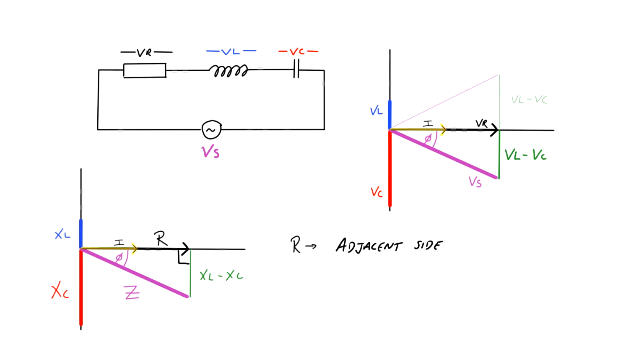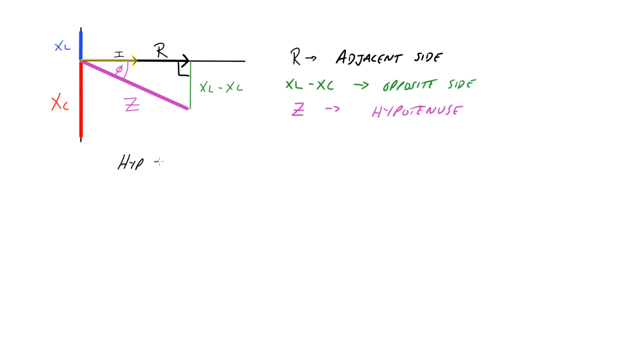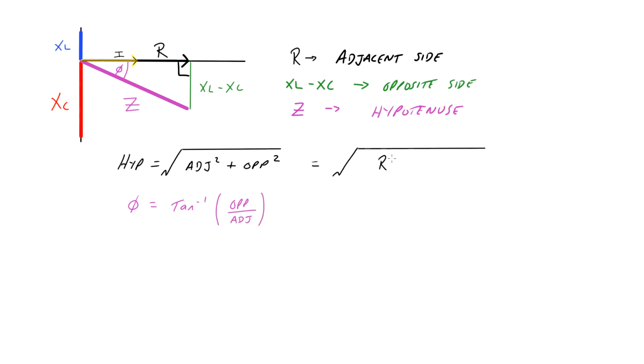So the resistor is the adjacent side of the right angle triangle, XL minus XC is the opposite side, and the hypotenuse is the impedance Z. So to find the impedance, the hypotenuse is the square root of the adjacent squared plus the opposite side squared, and the phase angle is tan to the minus 1 of opposite over adjacent. So the impedance is the square root of R squared plus the difference in the reactances squared, and the phase difference is tan to the minus 1 of the difference of the reactances divided by the resistance. Phase angle can be degrees or radians.